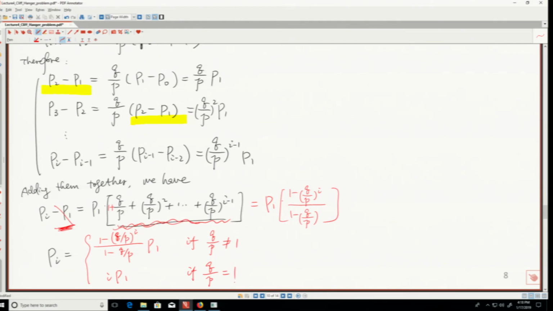Now, because we know P(m+n) equals 1, let's put P(m+n) inside. So let's solve this one. We will have P1 equals 1 minus Q over P over 1 minus Q over P to the m plus n if P does not equal 1/2, and it will equal 1 over m plus n if P equals 1/2.